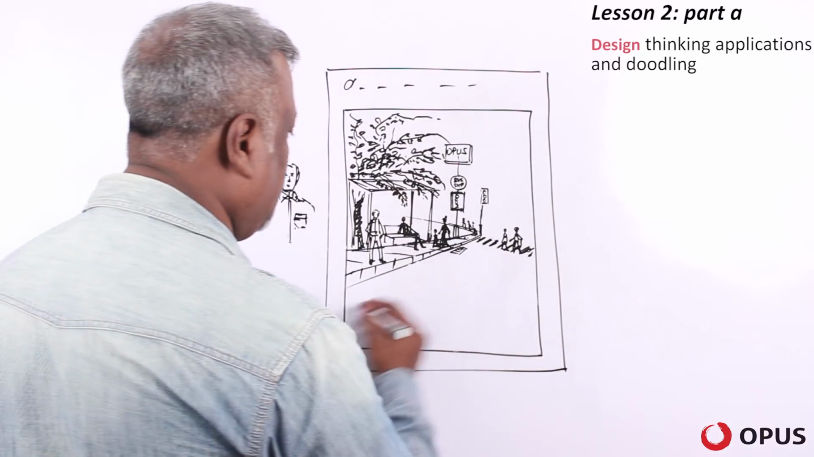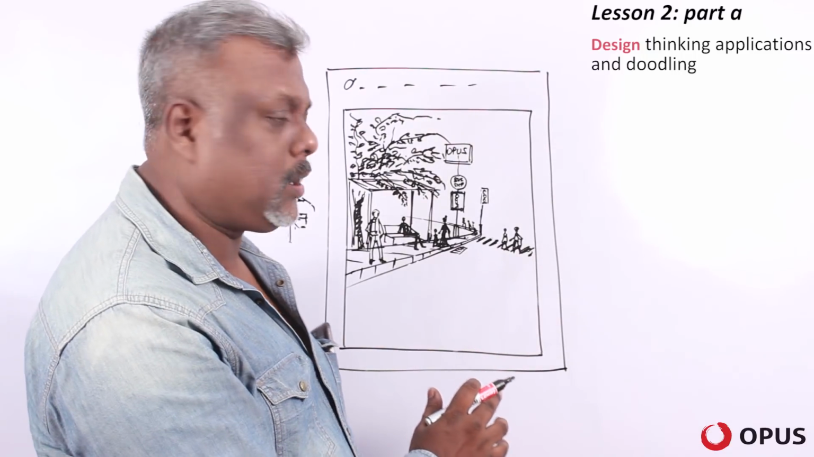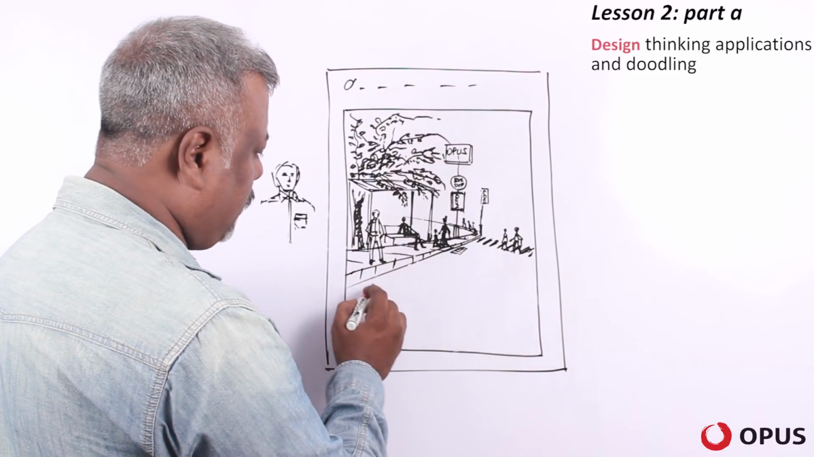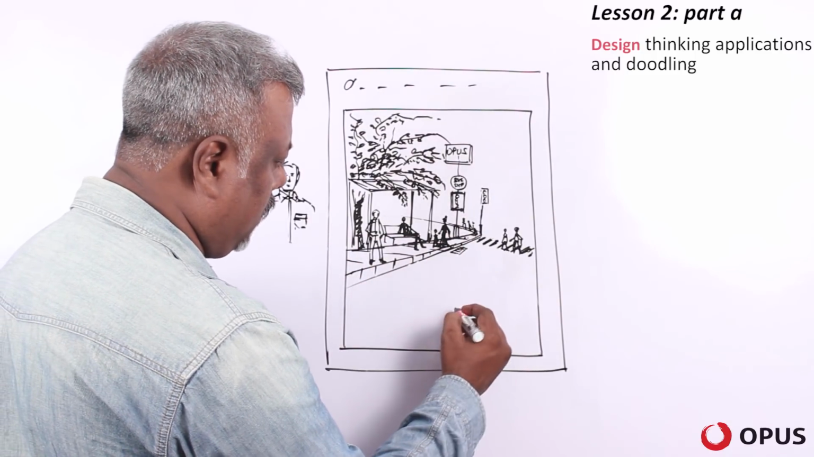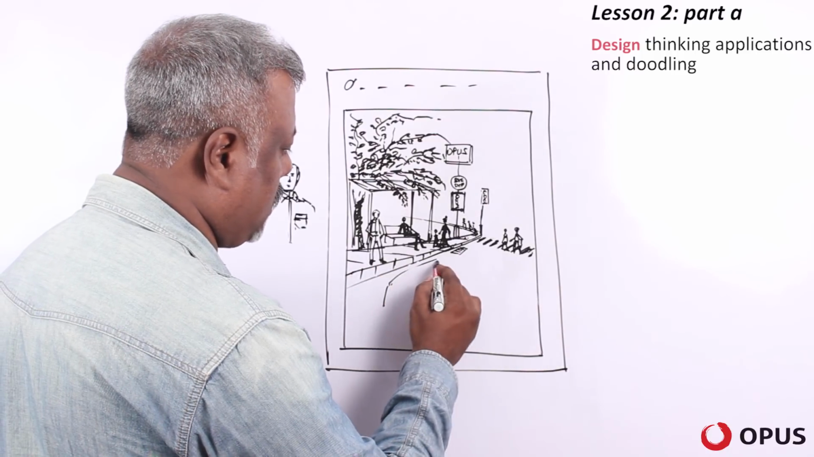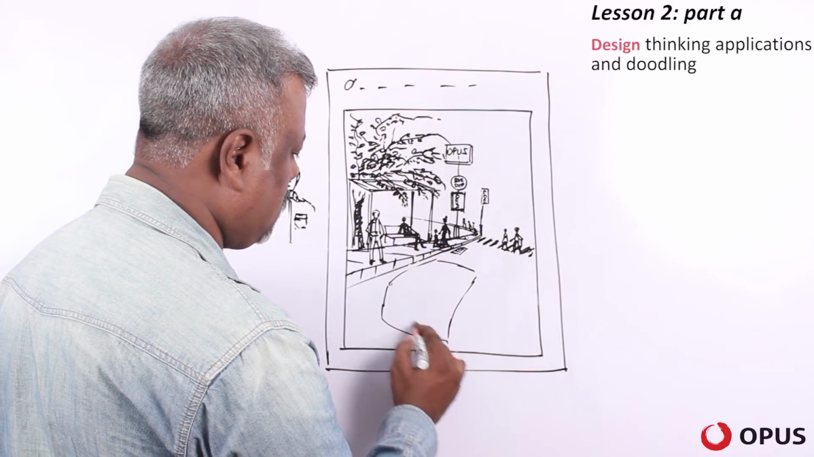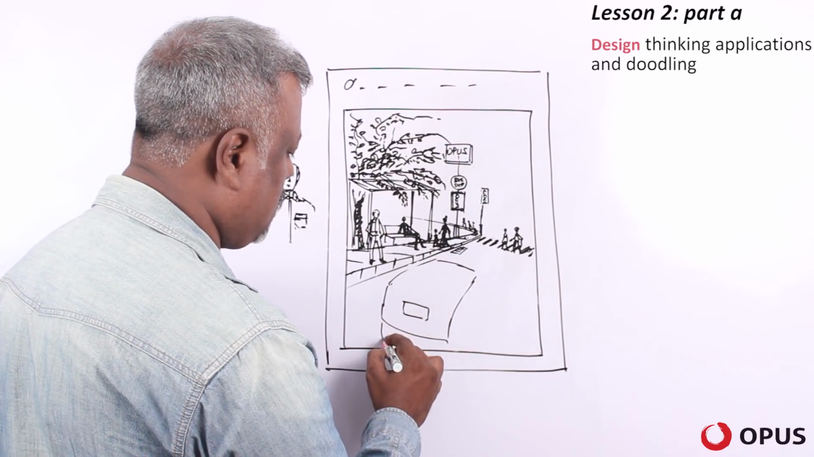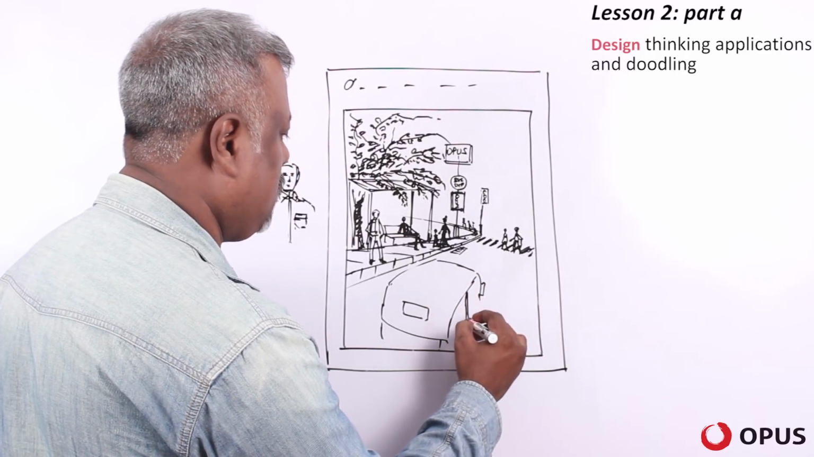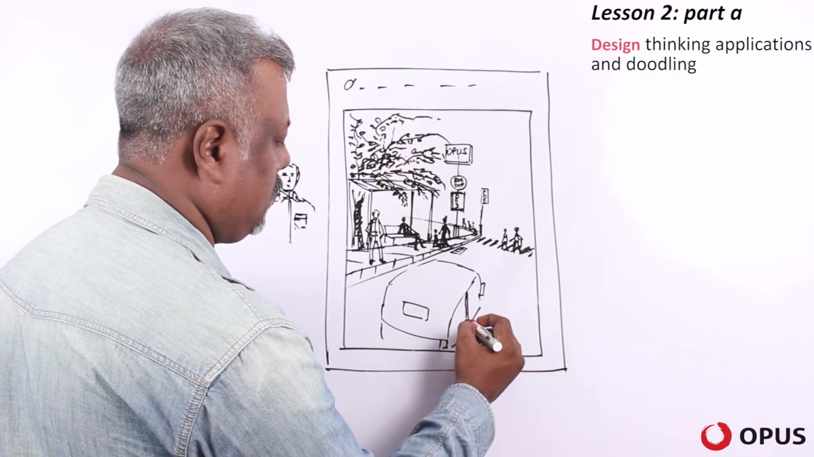Okay, and here if you find that this space is going to be very empty, you can draw a vehicle. You have to understand that there is a floor, and on the floor maybe I want to draw an auto rickshaw, a back of an auto rickshaw like this. An auto rickshaw moving up.